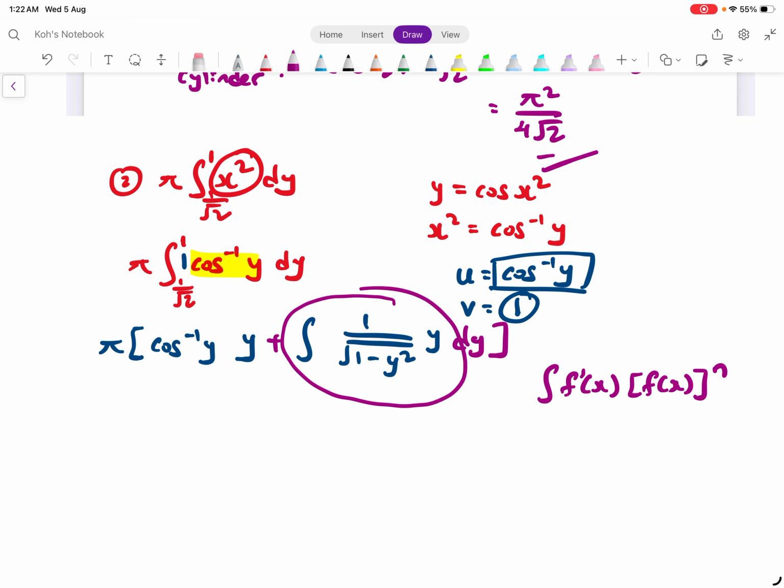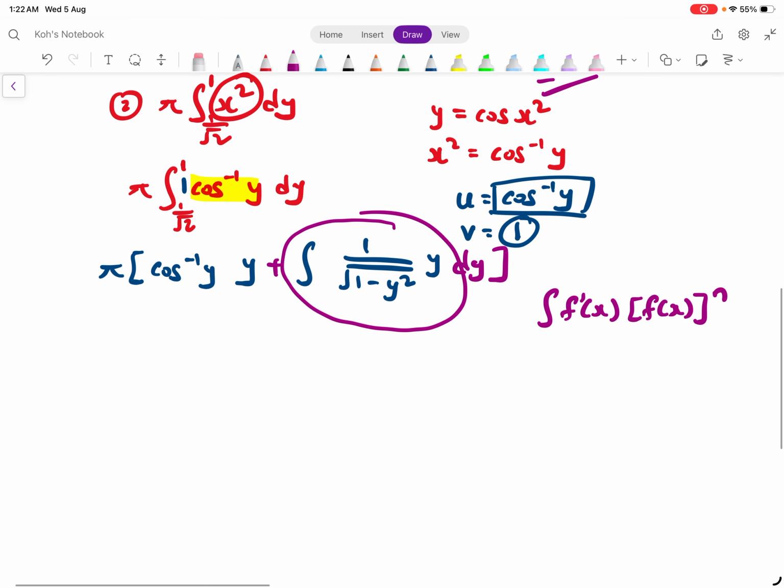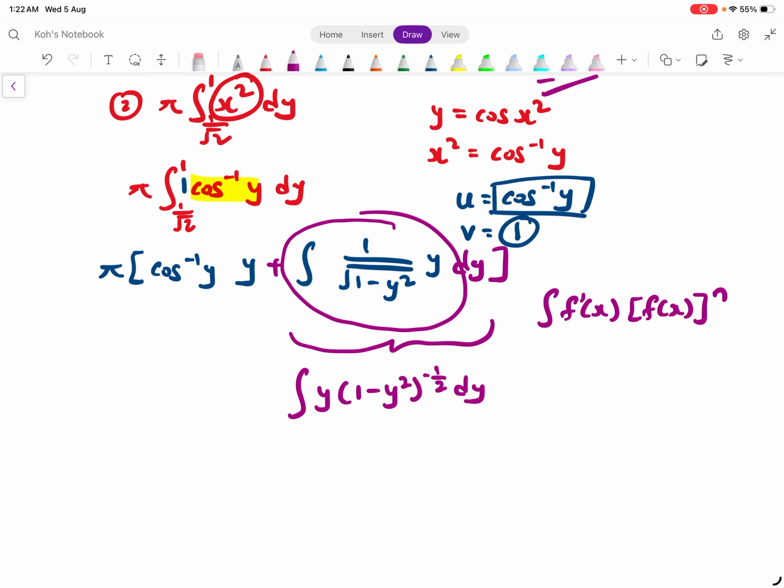So with this you simply apply this formula. This part will be just your integral of y, then the square root you bring up to become (1 minus y square) to the power of negative half dy. You can see that for this, it is your f(x) to the power of n, and for this it will be your y. Of course I need to do a bit of manipulation first in order to get the f'(x) [f(x)]^n.